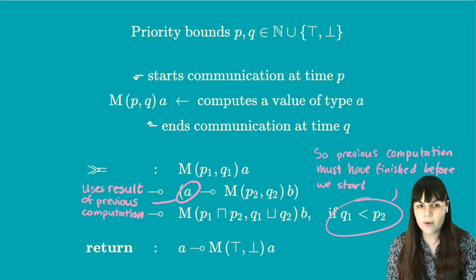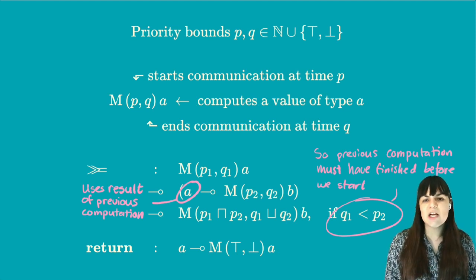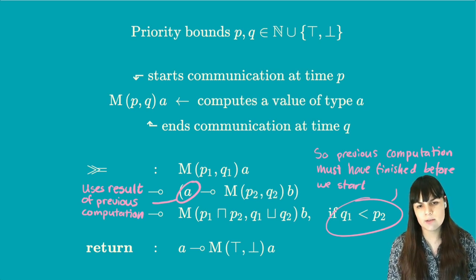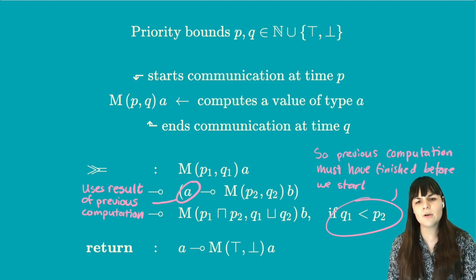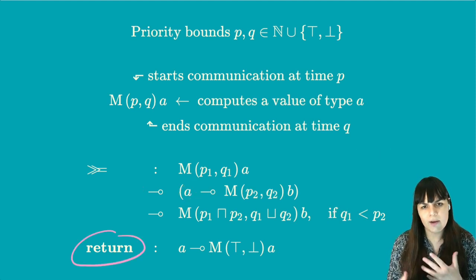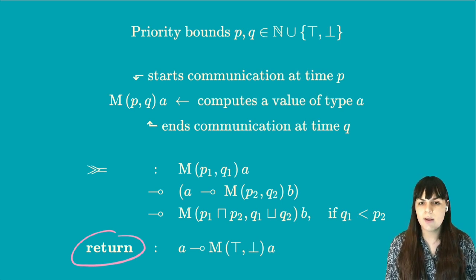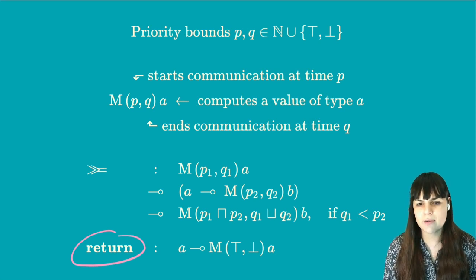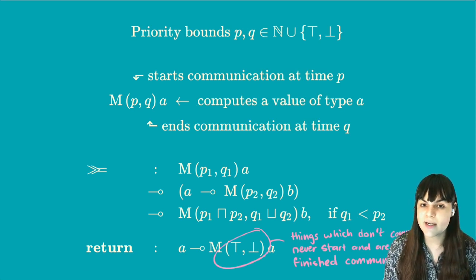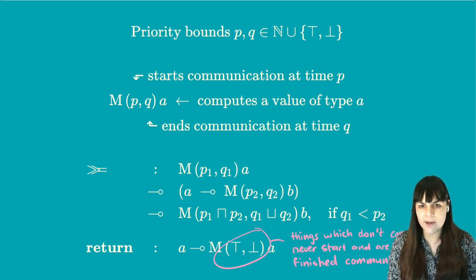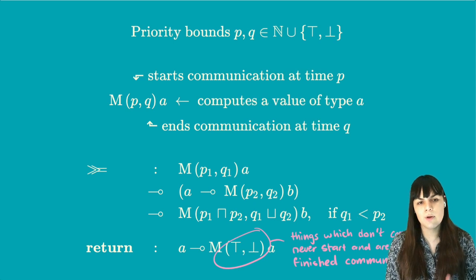Now, for everything to work out, we require that Q1 comes before P2, i.e., the first action must finish communicating before the second one starts. Right, so bind gives us a way to do sequential composition. What about return? Return embeds a pure computation, i.e., a thing that doesn't perform any communication whatsoever. Now, we can't actually give concrete numbers for the priorities here, as there's no communication happening, so there's no start or stop times either. So what we do is we use priority bounds, which we're defining at the top of the slides, as opposed to priorities. Now, priority bounds are either a concrete priority or top or bottom, with the expected ordering on top, bottom, and numbers.